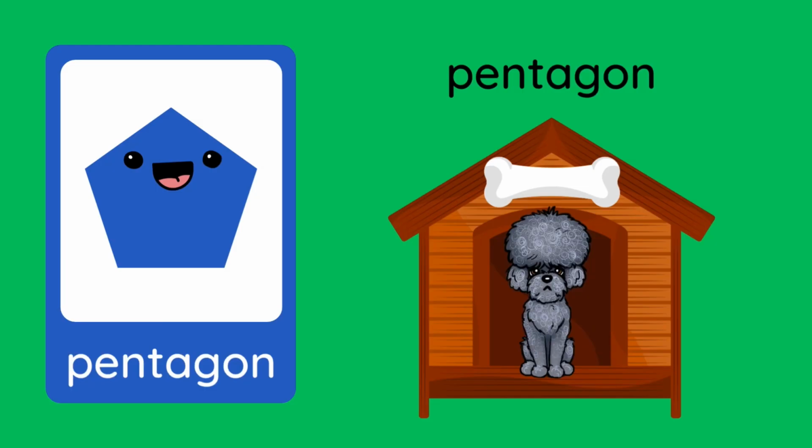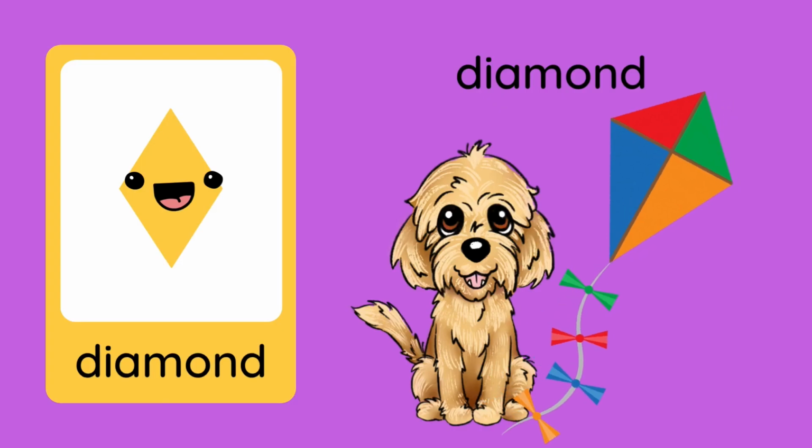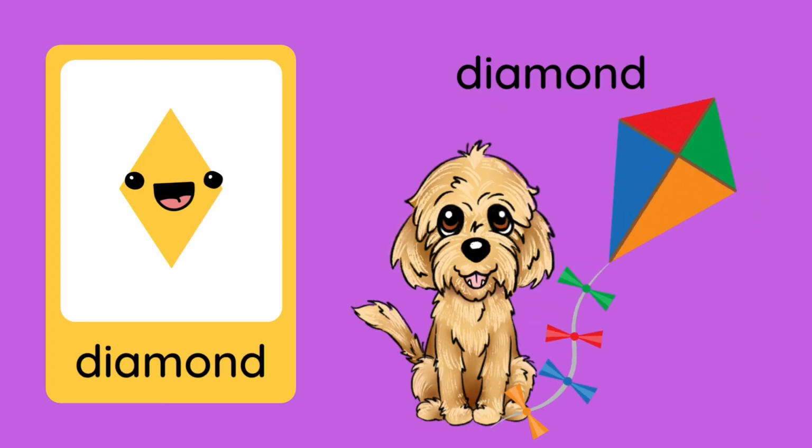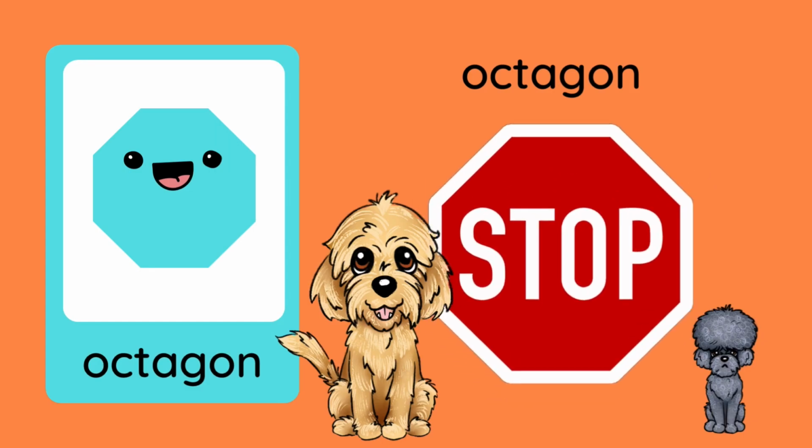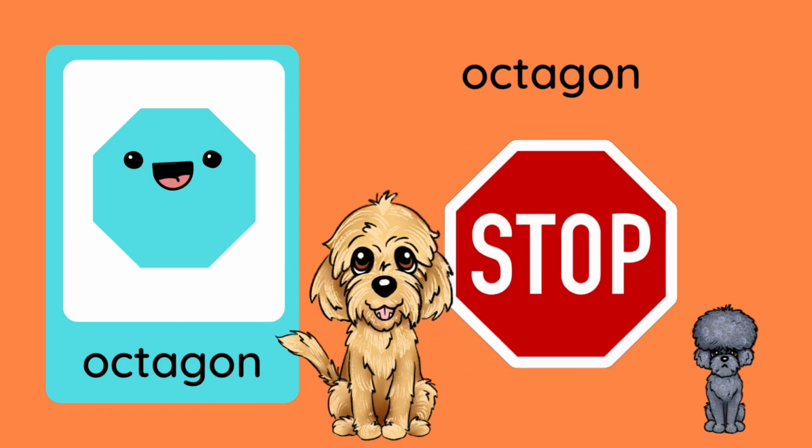A pentagon. A pentagon is like the front of a house. Diamond. A diamond is the shape of a kite. Octagon. An octagon has 8 sides.